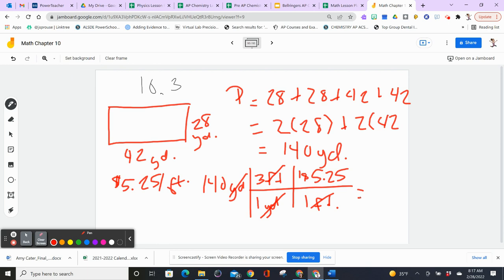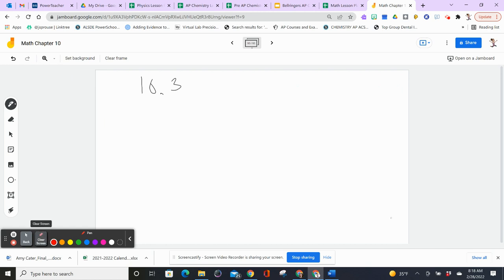140 times 3 times 5.25 is $2,205 to make the fence. Okay. All right, so let's look at, so I can clear this off.